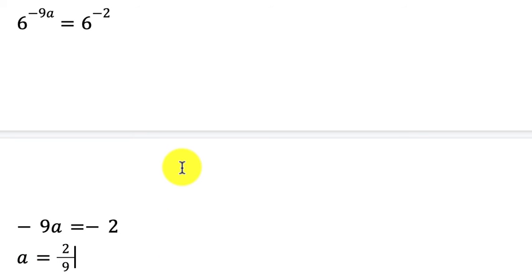So that's the common base property, a way to solve exponential equations. This can't always be done. And when we get to a place where it can't be done, we'll have to look at a different technique.